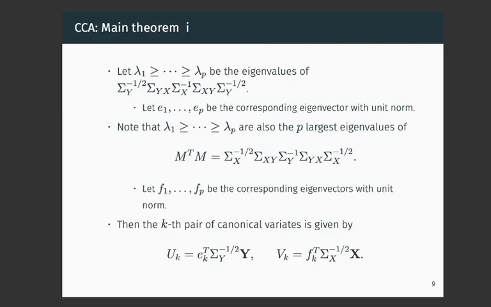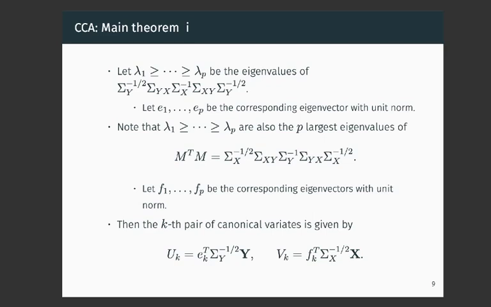And so here's the main result that we're going to prove in a minute. So let lambda 1 to lambda p be the eigenvalues of M M transpose, and let E1 to Ep be the corresponding eigenvectors with unit norm. Using the properties of symmetric matrices, we know that lambda 1 to lambda p are also the p largest eigenvalues of M transpose M. And so let F1 to Fp be the corresponding eigenvectors with unit norm.